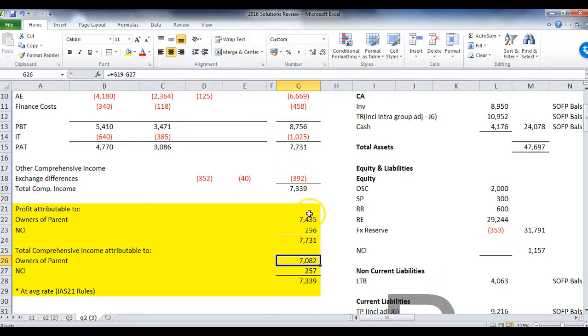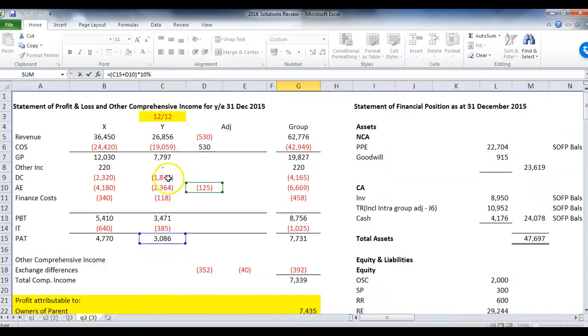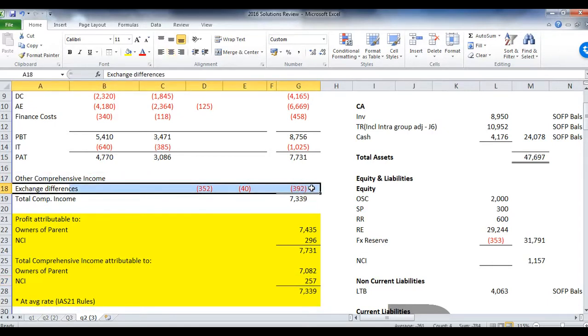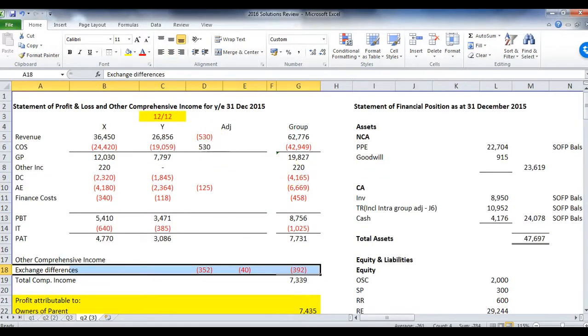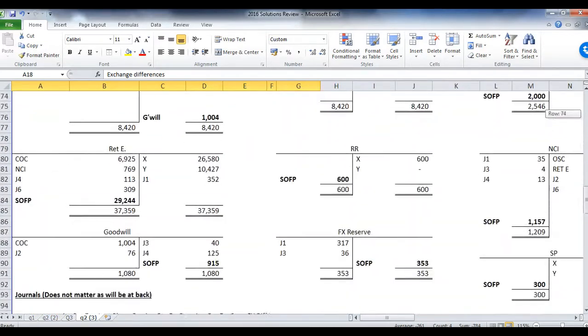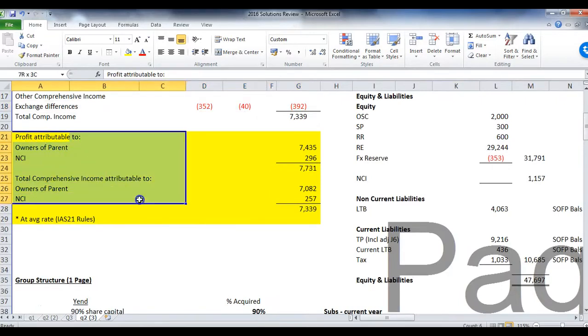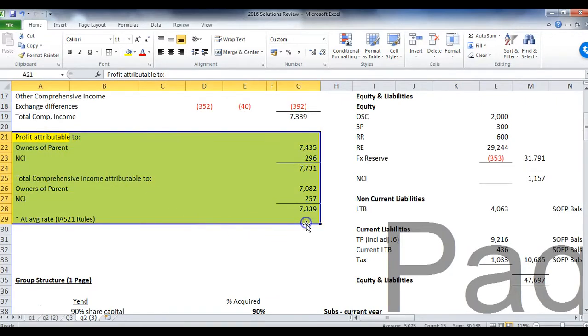To calculate the NCI's profit share, you take the profit for the sub and make any relevant subsidiary adjustments. For the total comprehensive income share, you start with the profit share and give them the relevant share of any other comprehensive income, typically revaluation reserve movements or, in this case, exchange differences. So that is how you prepare your SPLOCI. A lot of it will come from your prior adjustments, and then at the end you allocate your profit and total comprehensive income.